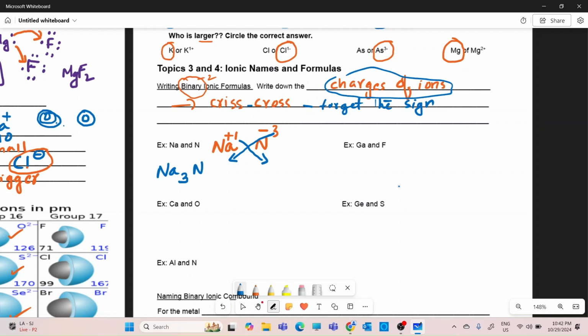Okay, try the next one. Gallium is in group 13, thus the charge is plus 3. F is minus 1. So we are doing the crisscross. Bring the 1 here. We don't need the charges, remember. And the 3 is here. So the formula, how many Ga do we need? 1. And if it is 1, you don't need to write it. And fluorine, it is 3. So write 3 there. So the formula is GaF3.